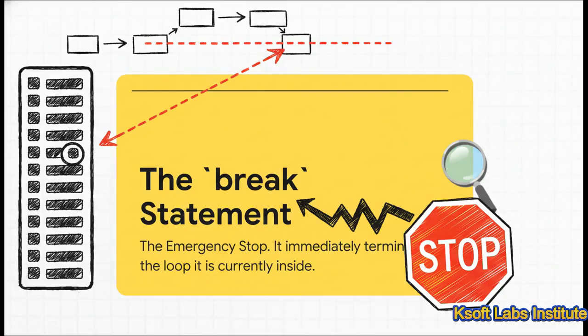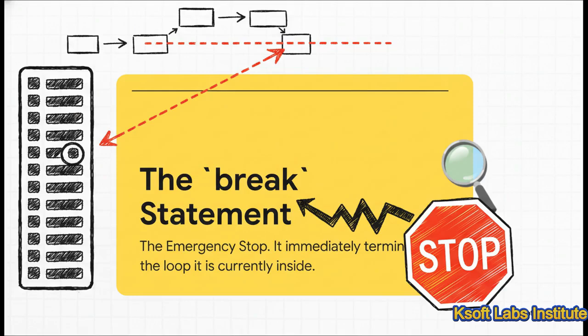All right, so imagine you're searching a massive list, maybe a million user accounts, and you're looking for the first administrator. You find them on, say, item number 50. Are you really going to waste time checking the other 999,950 accounts? Of course not. That's where the break statement comes in. It is your emergency stop, your eject button.